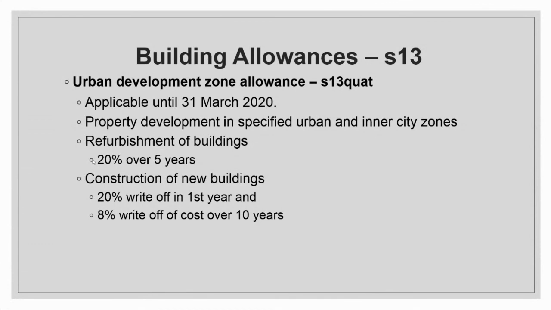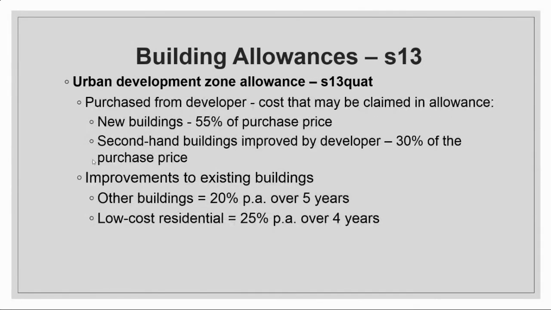If you've got urban development zones, if it's a refurbished building, it's 20% over 5 years. If it is the construction of a new building, it's 20% in year 1 and then 8% for the remaining 10 years that you write off. Similarly, we have to apply the 55% or 30% rule. And if it's improvements to existing buildings, other buildings are 20% per year over 5 years, or low-cost residential is 25% for 4 years.